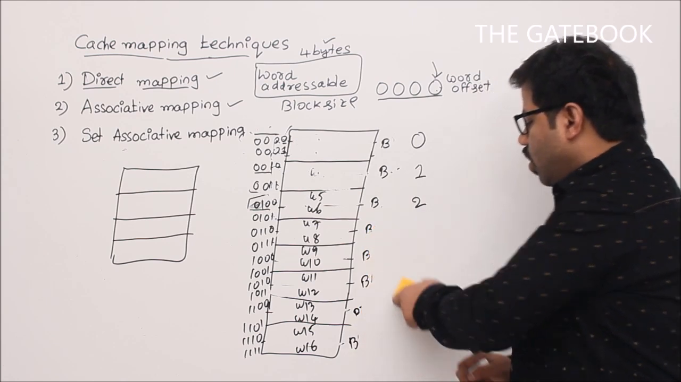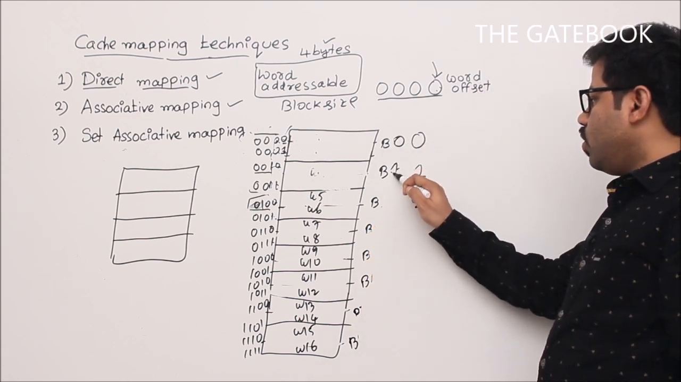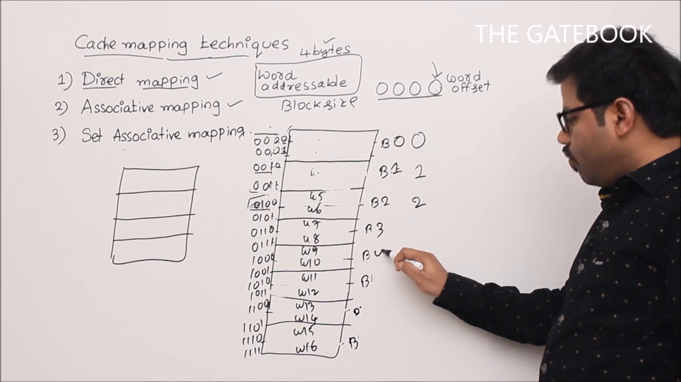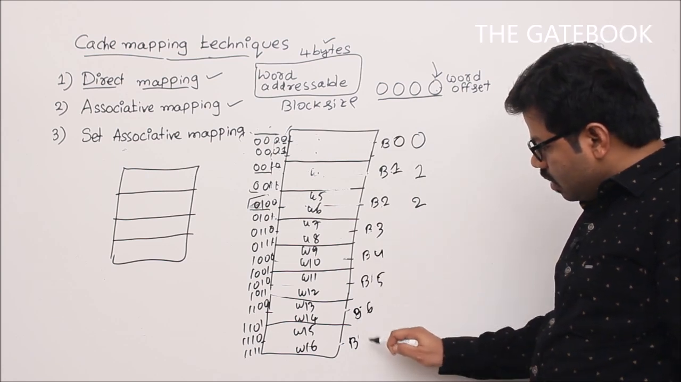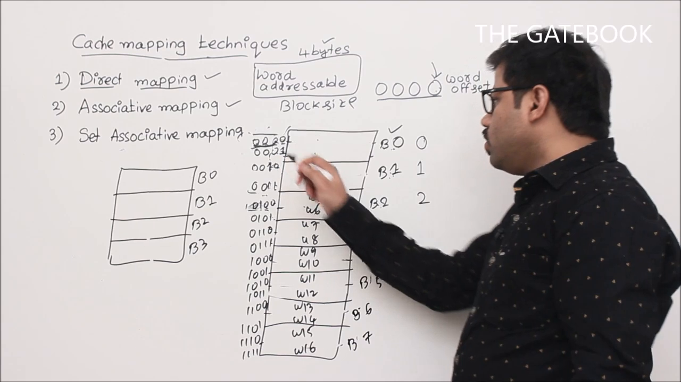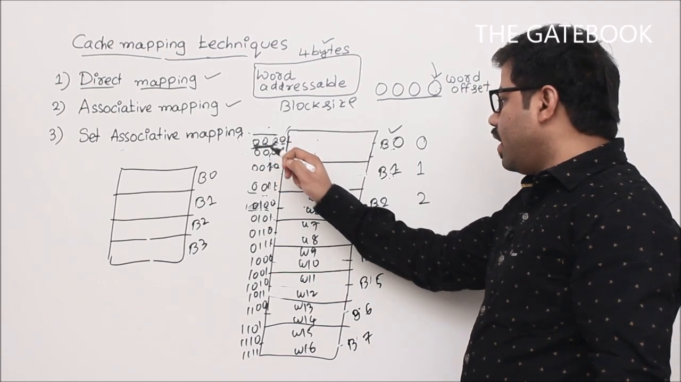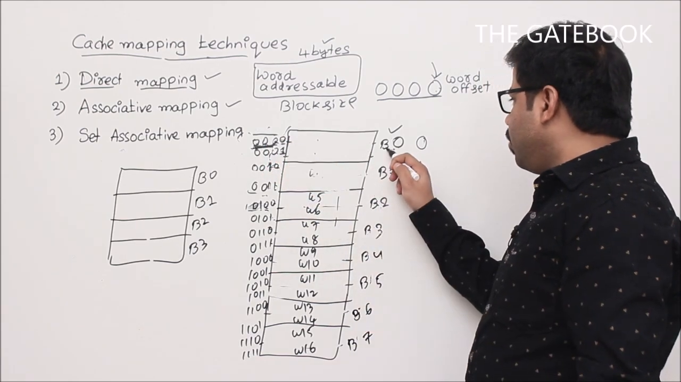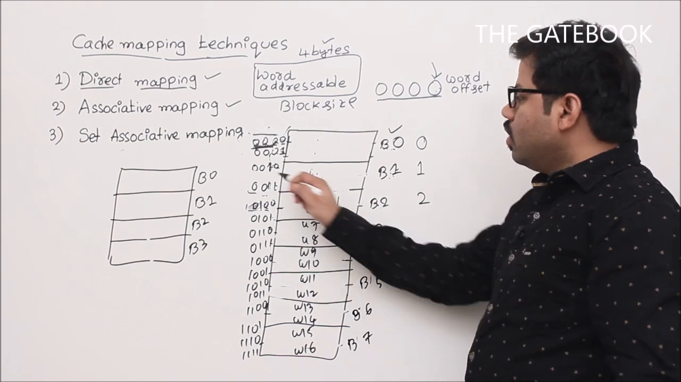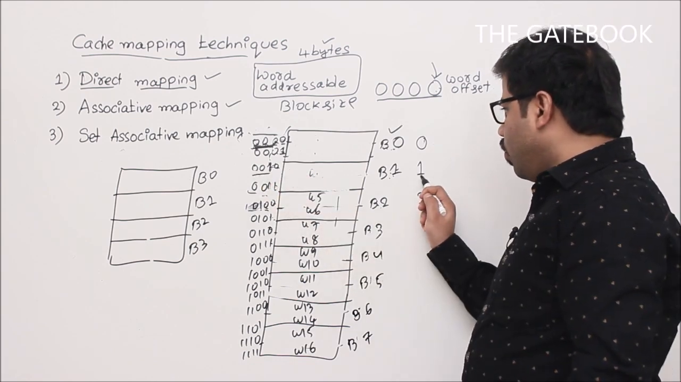Let us number the blocks like this: B0, B1, B2, B3, B4, B5, B6, B7, right? See, 0 0 0. These 3 bits are going to decide the block number. So that's why it is the B0 block, block 0. So 0 0 1 is block number 1.